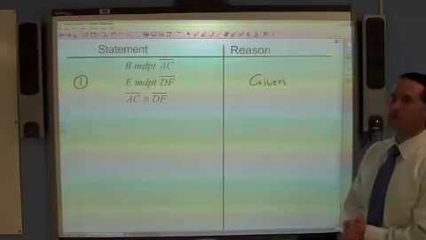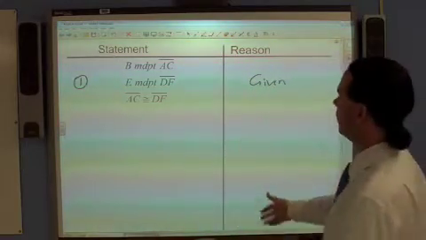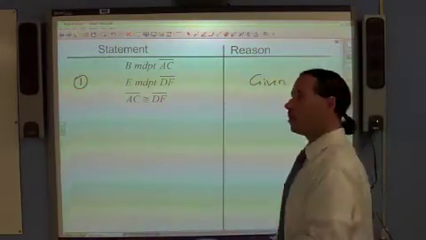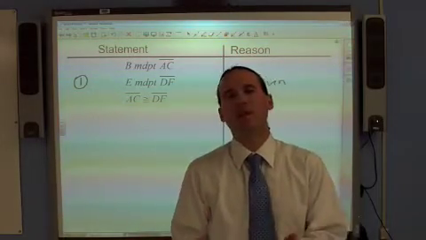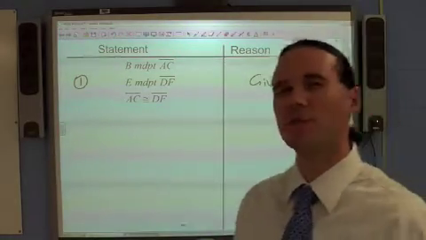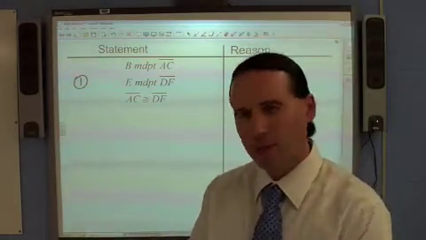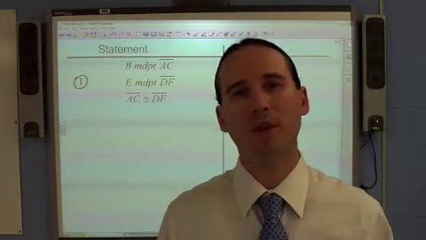So if we go over here, we have our statements, or our givens rather. B is midpoint of AC, E midpoint of DF, and these large pieces AC and DF. But when you look at these three, something should stand out to you. There's something that needs to be done here that you don't even need to think about. If you've got midpoints, you have to do something with them, right? You can't add or subtract a midpoint. You can't divide with midpoints.